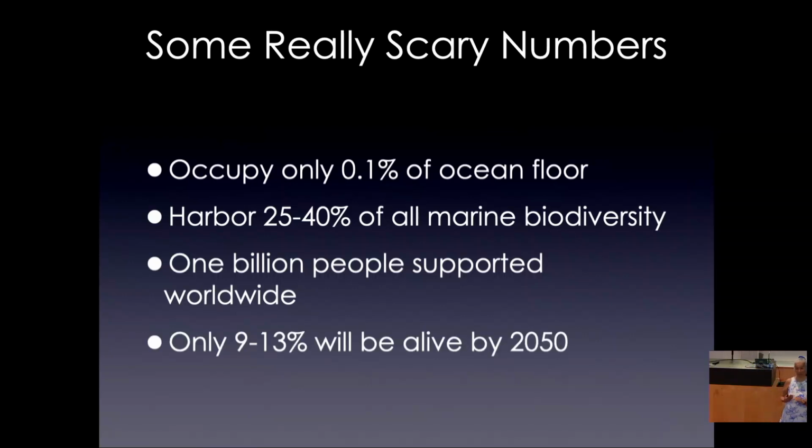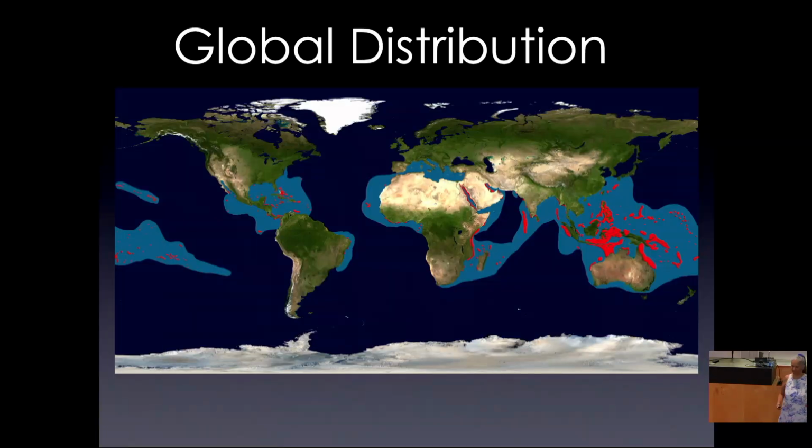because this is before this last 4th global bleaching event, and only 9 to 13% have been predicted to be alive by 2050, and I'm sure that number is going to have to be adjusted after the end of this year. So we have one shot at best, and that's why I decided to show some of these very preliminary data that I'm going to show you.